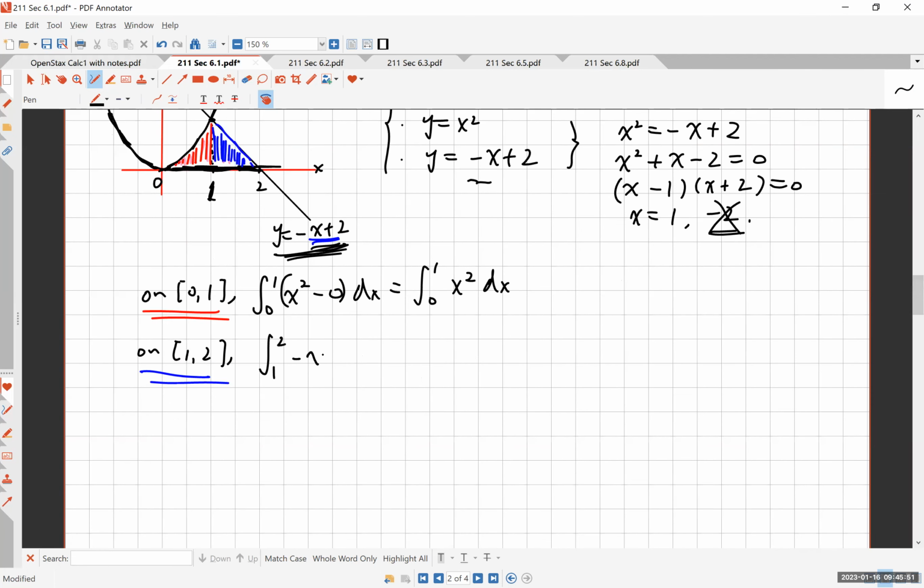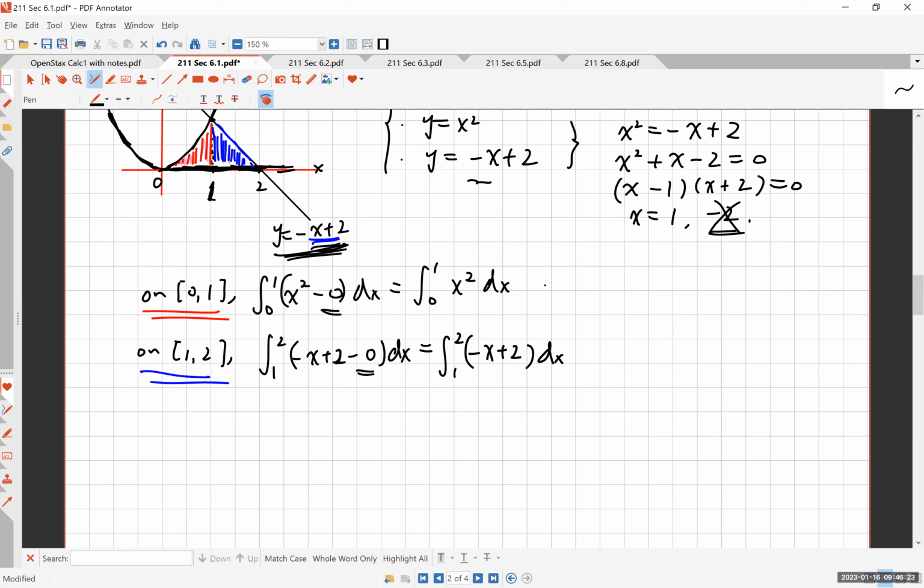And then negative x plus 2 is the top. And of course, minus 0. I know I don't have to put minus 0, but just because we are learning the region between two functions, maybe I should just have this 0, minus 0, so I can indicate that I am interested in finding the area between curves, where the bottom curve, quote unquote curve, is just the x-axis. All right, so this is from 1 to 2 of negative x plus 2.